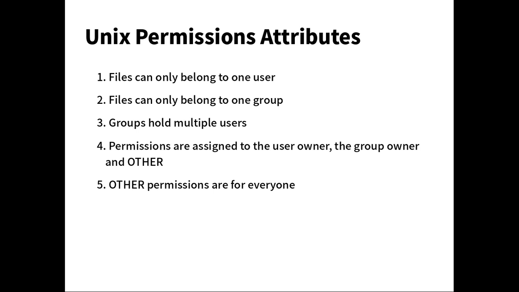There's a few things that you should know about Unix permissions. Number one, files can only belong to one user. Number two, files can only belong to one group. Number three, groups hold multiple users. Number four, permissions are assigned to the user owner, the group owner, and other. Other permissions are for everyone else, so be very careful.